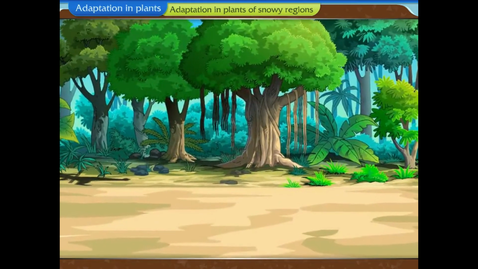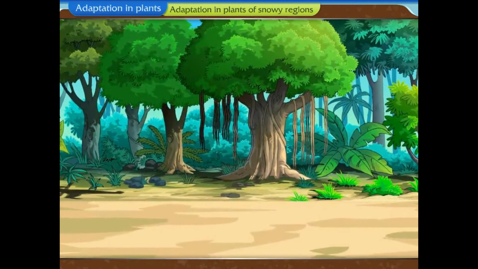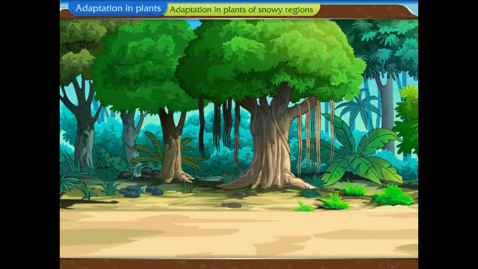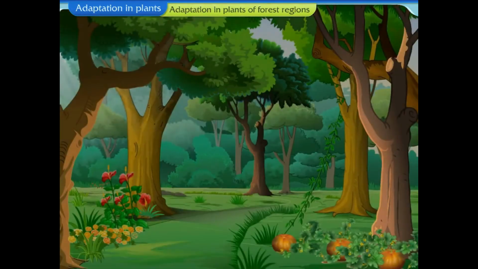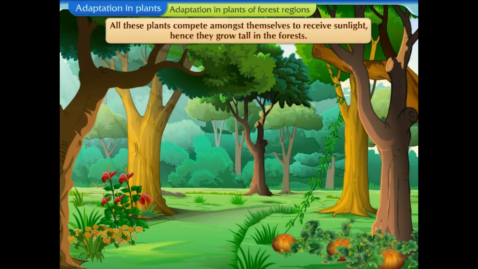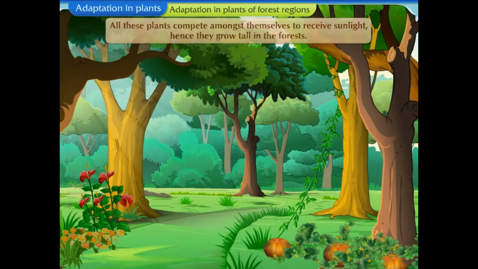Adaptation is also seen in the plants of forest regions. Come, let us study about it. Adaptation in plants of forest regions. A variety of plants like trees, shrubs and herbs are found in the forest regions. All these plants compete amongst themselves to receive sunlight. Hence, they grow tall in the forests.